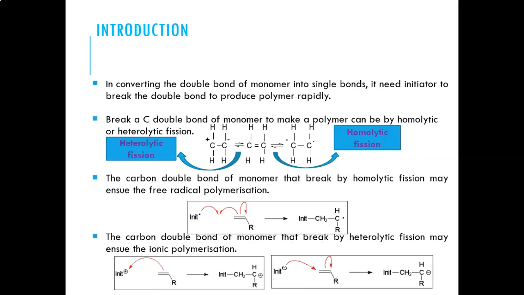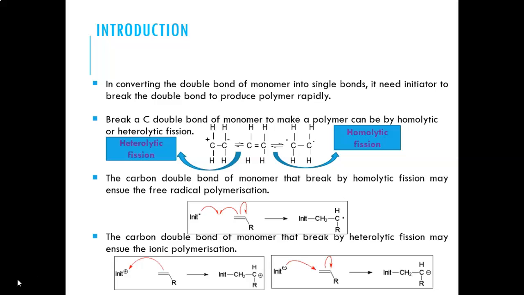In converting the double bond of the monomer into single bonds, it needs an initiator to break the double bond to produce polymer rapidly, as compared to step growth polymerization. Step growth does not require any initiator to polymerize the monomer or to polymerize the polymer.